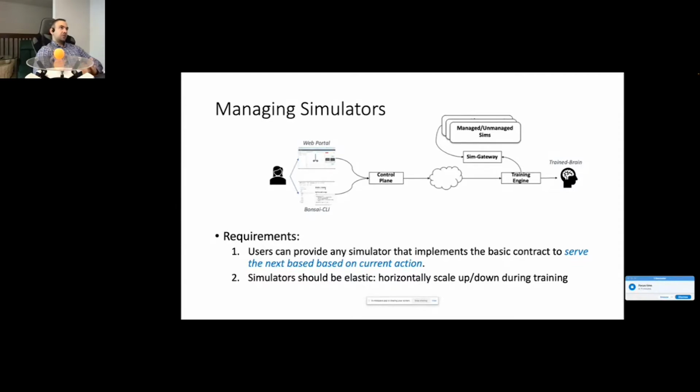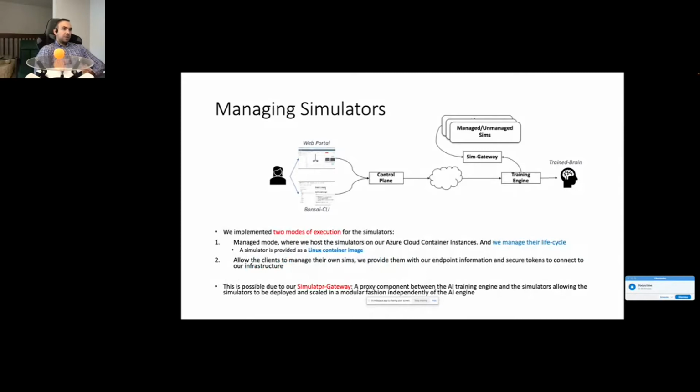To speed up your training, you wouldn't want to wait for a simulator to calculate a state each time you give it an action. If it's a slow sim, then you don't want to be waiting for that. So you might want to spin up hundreds or thousands of simulators at the same time in order to speed up your training.